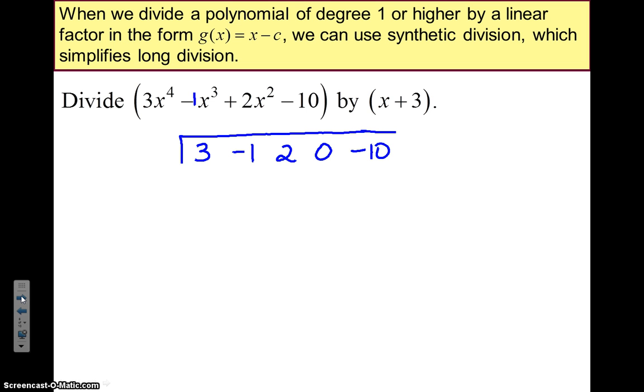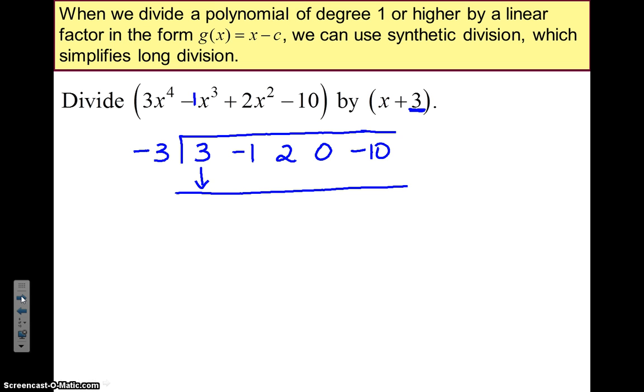After that, I'm going to focus not on the variable x, but on the 3 here, and I'm actually going to change the sign to a negative 3. What that's going to allow me to do is, instead of subtracting as I go along here, I'm going to be able to add. So here's how synthetic division works.